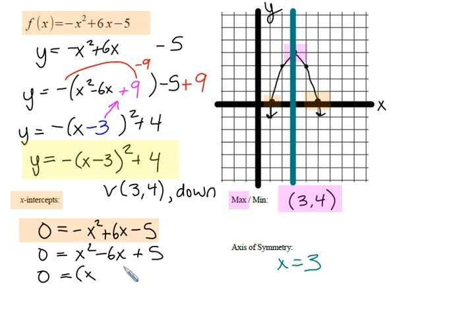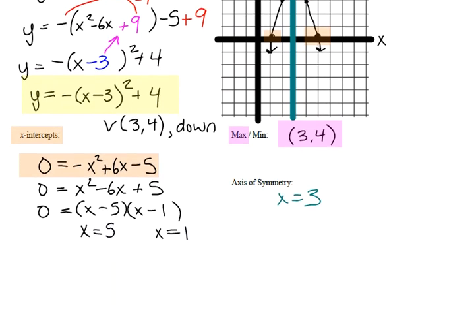This appears to be factorable. (x minus 5)(x minus 1). So x would be equal to 5, or x would be equal to 1. The x-intercepts then would be at the points (5, 0) and (1, 0), which align with what we saw up on the grid after graphing this parabola.